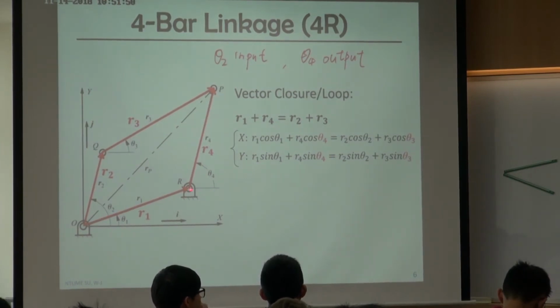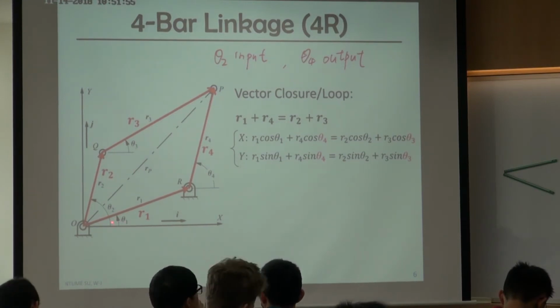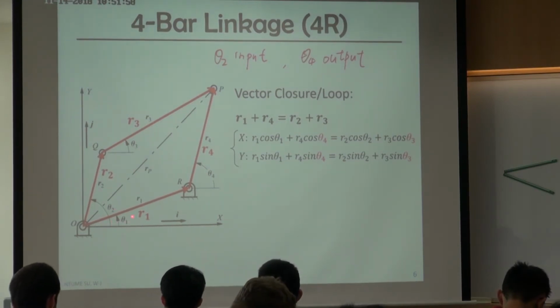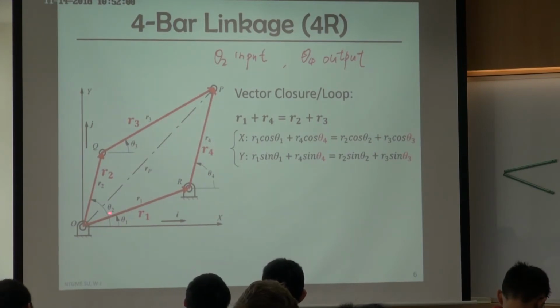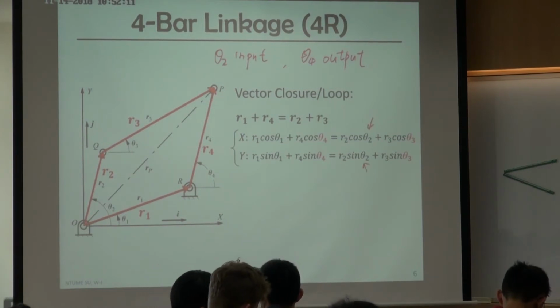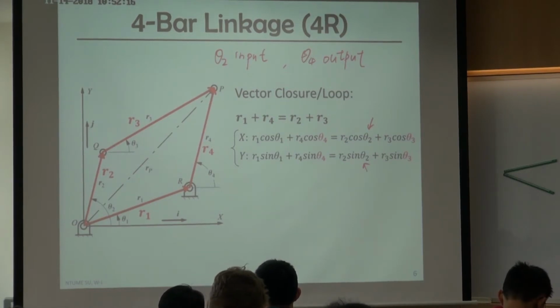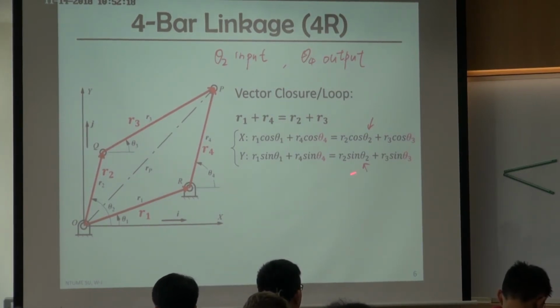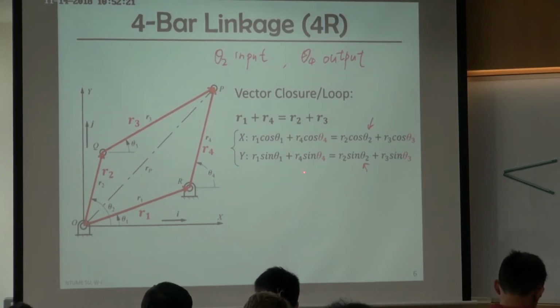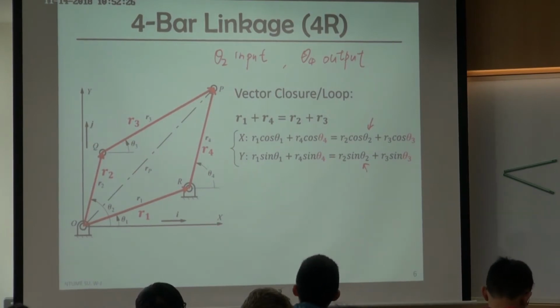Theta 1 is always a constant because it's fixed to the ground and not moving. You can just measure its value on this plot. Theta 2 is the input. So we only have two unknowns, theta 3 and theta 4, and by using these two equations, we should be able to find them.